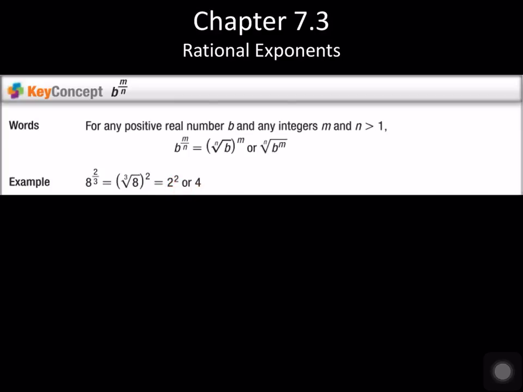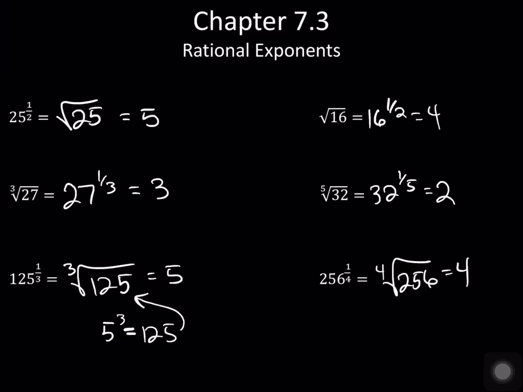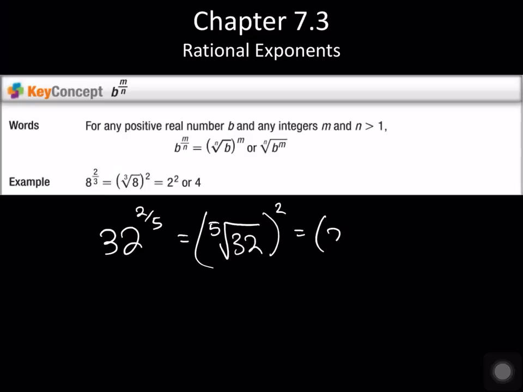All right, so we can do, say, 32 to the 2/5 power. If we wanted to rewrite that, that is the 5th root of 32, and then that whole thing would be squared. And then we evaluate, right? Inside to out, order of operations. The 5th root of 32 is 2, but it's still squared, and so our final answer would be 4.